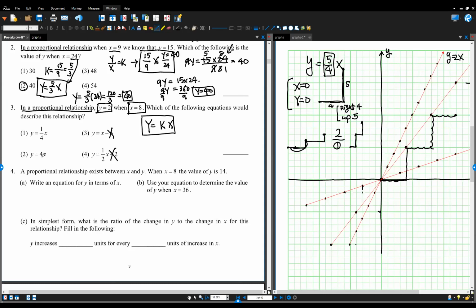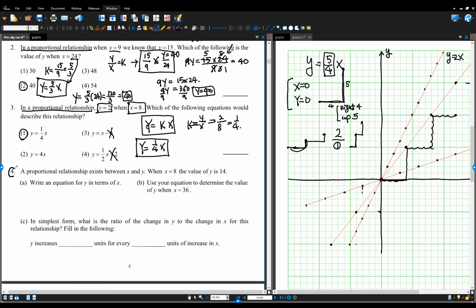But we need to find the value of k, right? Using this one, the value of k is y over x, isn't it? Y over x is the value of k. We got the value of y over here, two, the value of x is eight, so it's going to be one fourth, isn't it? That means the value of y is always one fourth times x. Okay, that's the equation. Where is it? One is the answer. Are you guys with me? Still confused? Yeah, just a little bit. Okay, a little bit, that's fine.